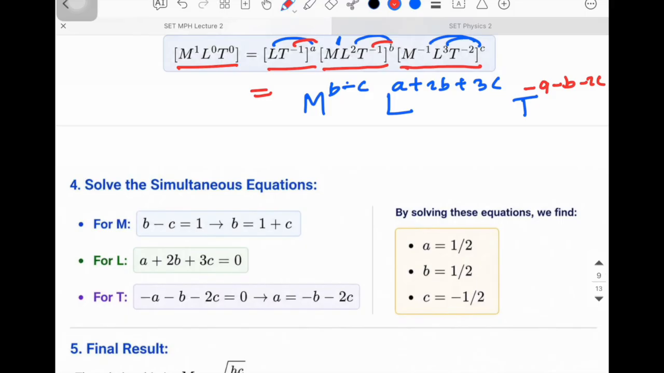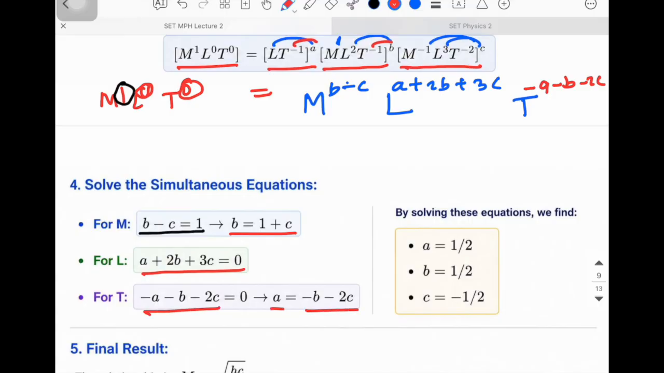The right hand side is m power 1, l power 0, t power 0. Now compare both sides. For m, 1 equal to b minus c, so b equal to 1 plus c. For l, 0 equal to a plus 2b plus 3c. And for t, 0 equal to minus a minus b minus 2c, so a equal to minus b minus 2c.